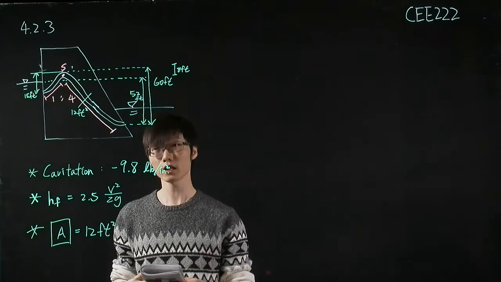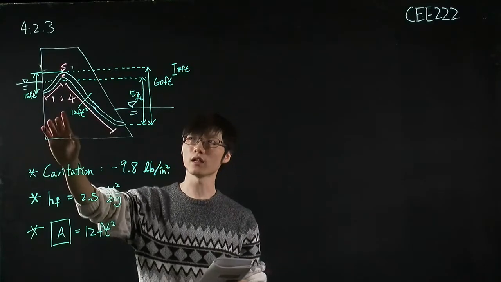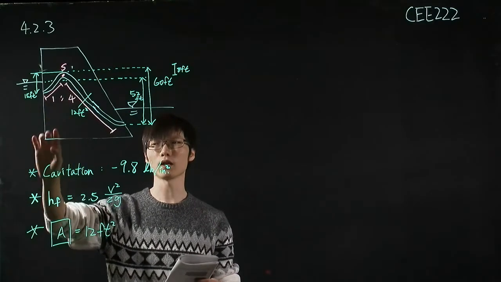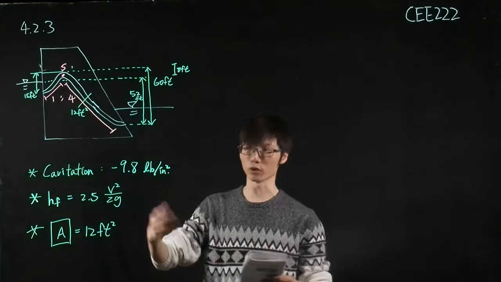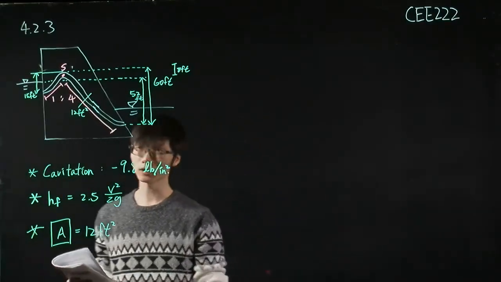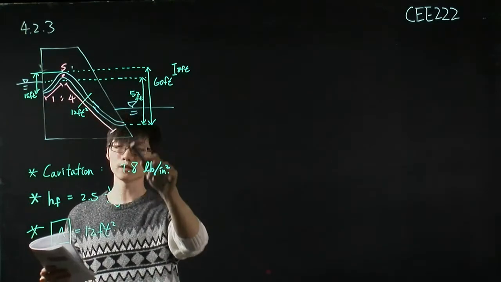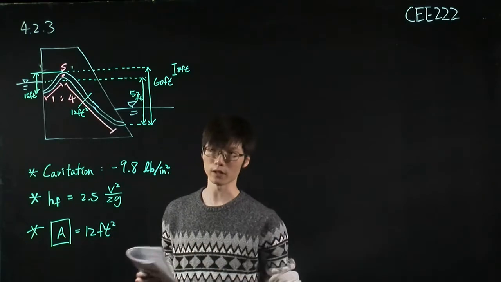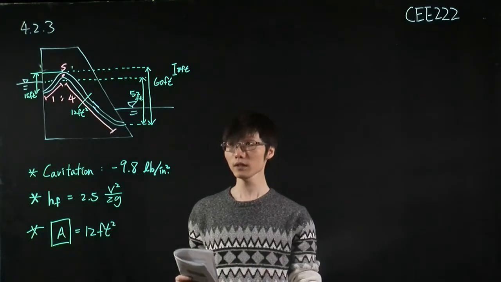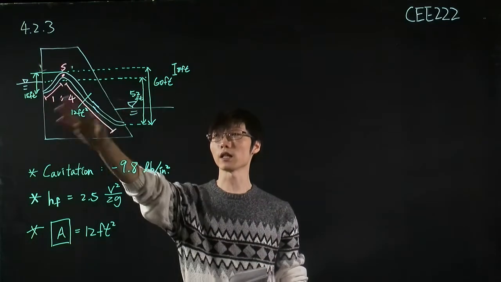The question asks whether this engineering design will have the cavitation problem. That's the problem that we want to solve. The spillway here has a cross section equal to 12 square feet, and the other setup is like this.